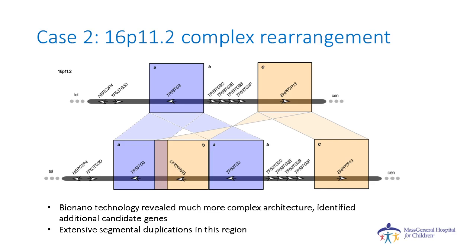So this is just another depiction of this rearrangement, and we were able to identify the genes in this area. This helped us refine which of the candidate genes in this area we may consider being involved in the pathogenesis of CDH. It's important to note that this is a region of the genome which involves extensive segmental duplications, which is one of the reasons why it's been challenging to study with other technologies, and one of the reasons why Bionano has been helpful for this particular rearrangement.